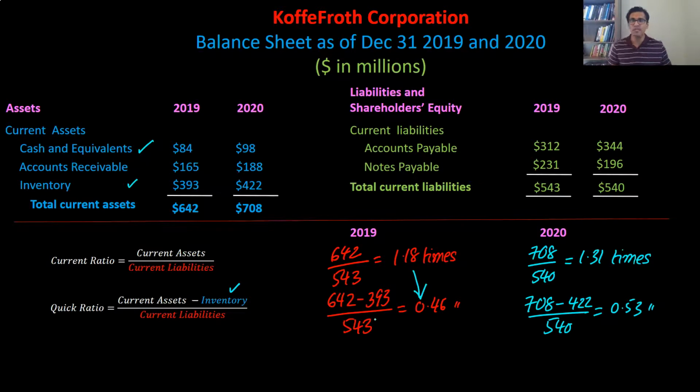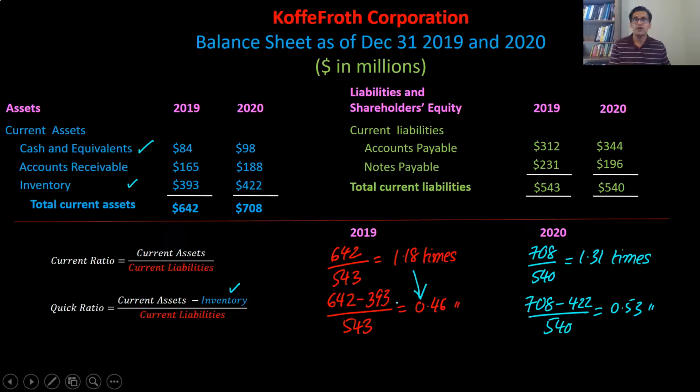So notice this ratio dropped from 1.18 times to 0.46. That's a huge drop. What does that tell you? That once you don't account for inventory, you have less than 50 cents for every $1 that you're going to owe. Which means that you're heavily reliant on your inventory to translate into a sale so that you can pay your suppliers or your short-term debtors. Good thing or bad thing, that's a separate issue. But you wouldn't have been able to come to that conclusion unless you'd done something like this. So that's exactly the idea.